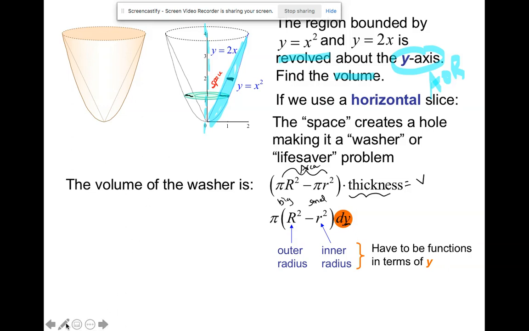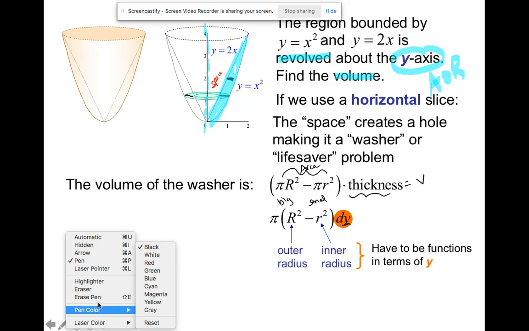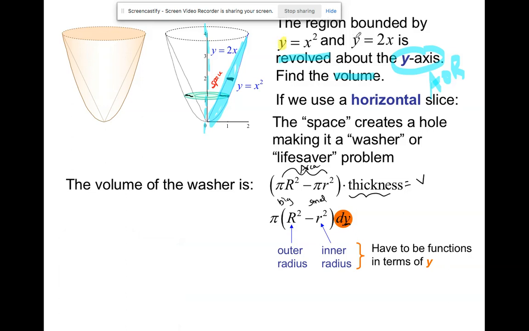Notice that my original functions are not in terms of y, they're in terms of x. So I have to go up to each one of my functions and get x by itself. I took algebra 1, I can do that. This is in the first quadrant, so I have the positive square root of x. Y is equal to 2x, get x by itself.